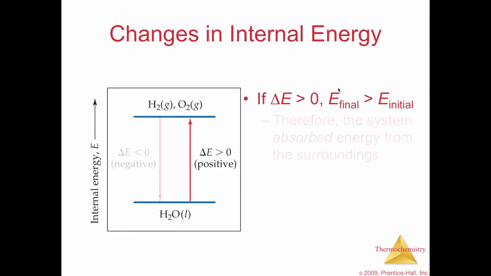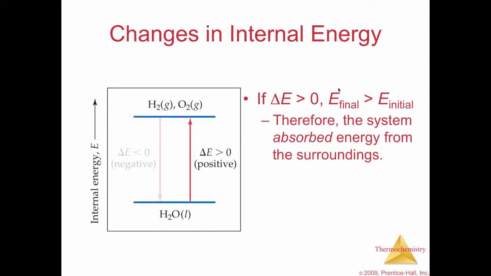If delta E is greater than 0, then E final is greater than E initial. Therefore, the system absorbed energy from the surroundings. This energy change is called endergonic. As an example, we can think of the energy it would take to change liquid water into a gas, as is shown in the diagram.